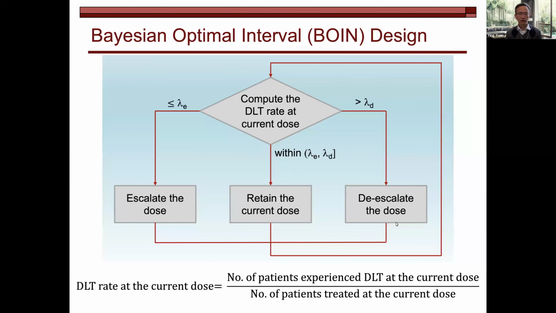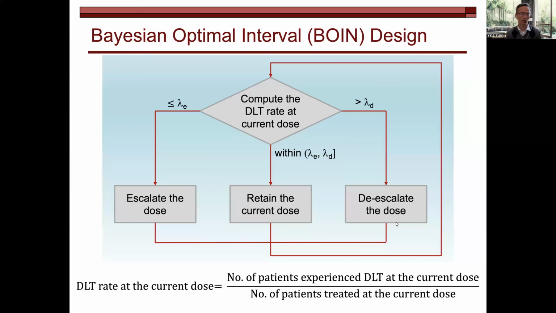Okay, since we use BOIN as an example to illustrate this backfill strategy, here is a quick review of BOIN. It's a very simple decision tree design. We just need to compute the DLT rate at the current dose, which is a very simple division: number of patients who experienced DLT at the current dose divided by number of patients treated at the current dose.